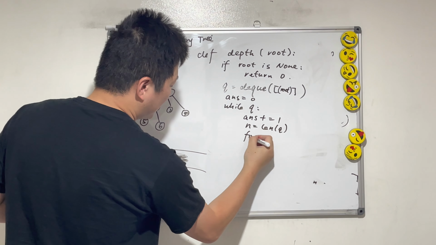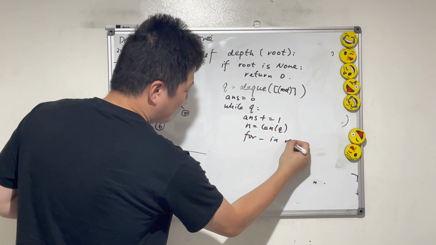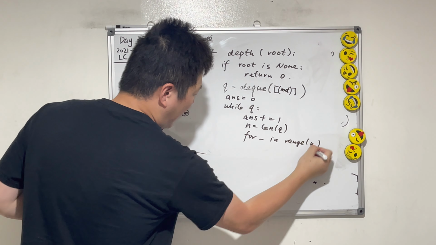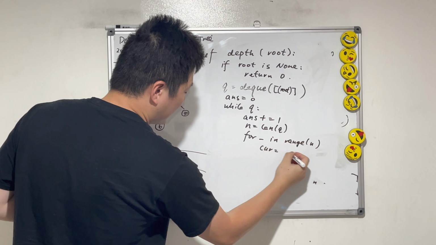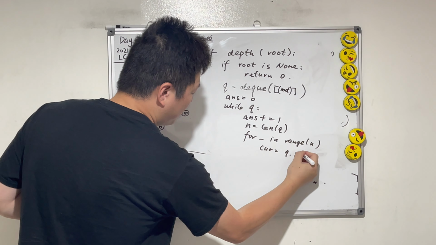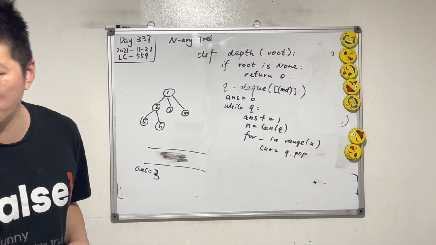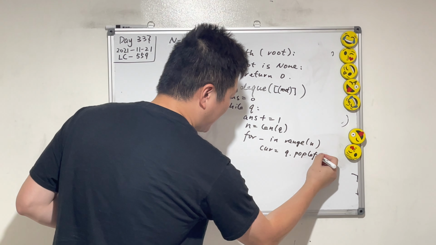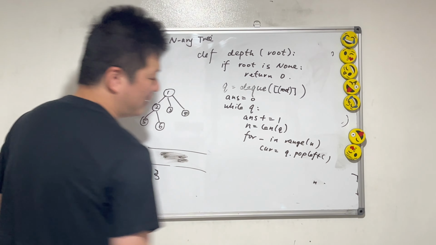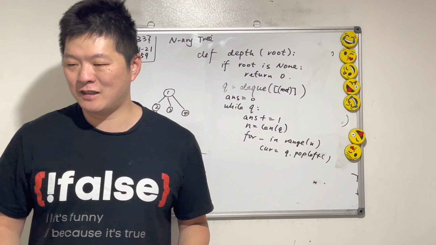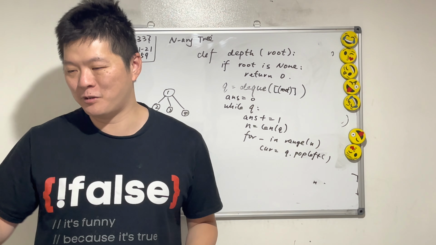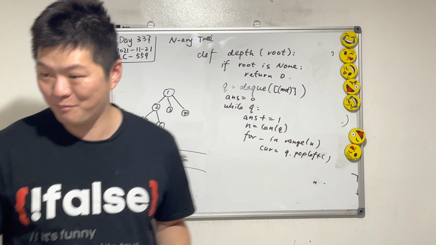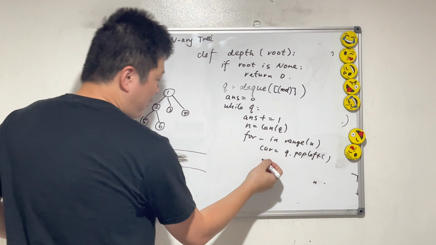And I just say for _ in range n, I take it out. Current equals q.pop... pop left or pop right? Pop left, yes. We want to take it out from the left side. There is no pop right. Well done. Pop is pop right, pop left is pop left. Okay, make sense?